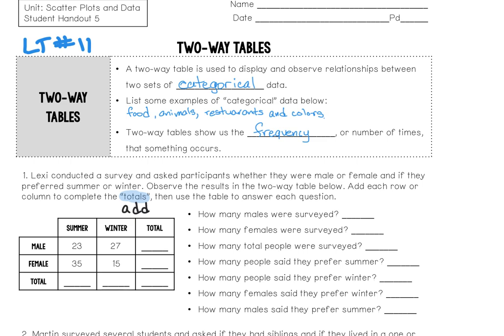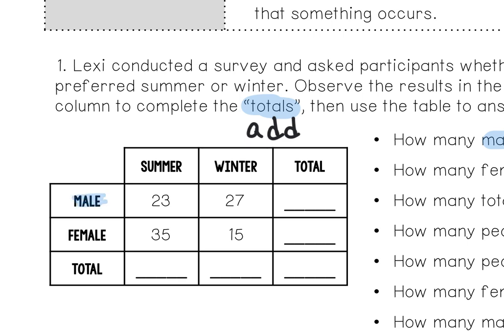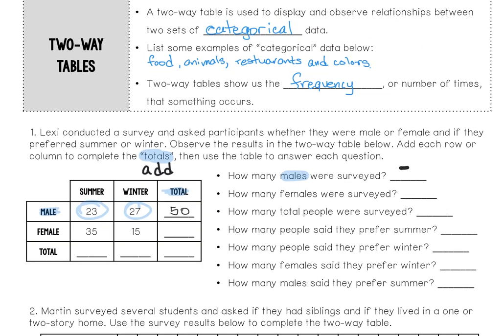All right, first one. How many males were surveyed? All right, so we're going to look over here at this table. So here we have the category male, and we have 2 different categories. One, we have the males that preferred summer, and the males that prefer winter. But they're asking how many males in total. So we're just going to add them up. So go ahead and grab your calculators. What is 23 plus 27? Some of you are really quick with that. That is correct, 50. Okay, let's go back over here and we're going to put 50.